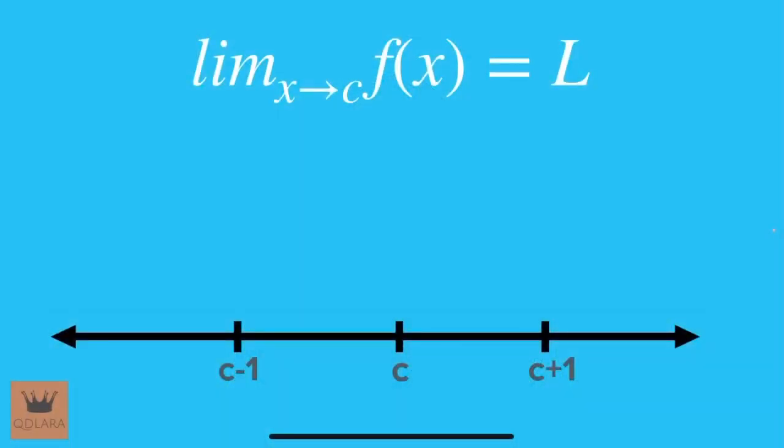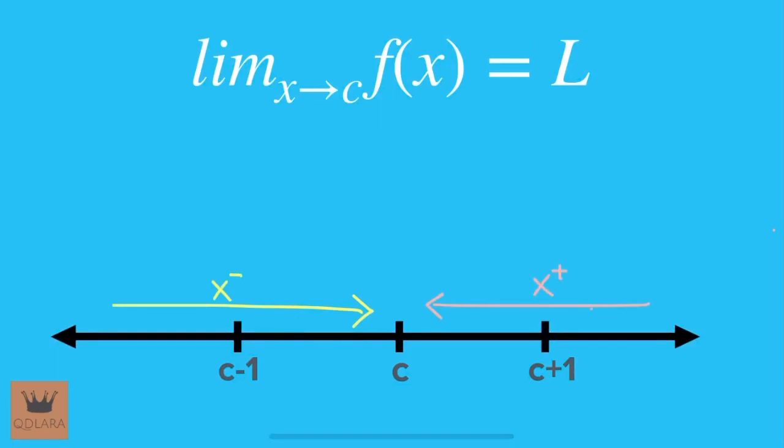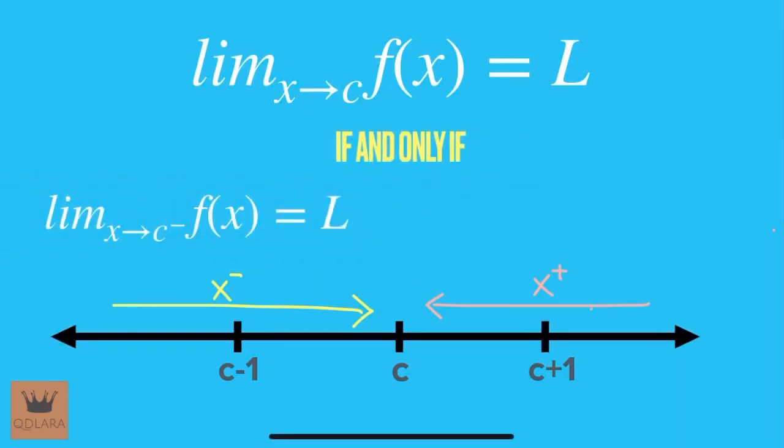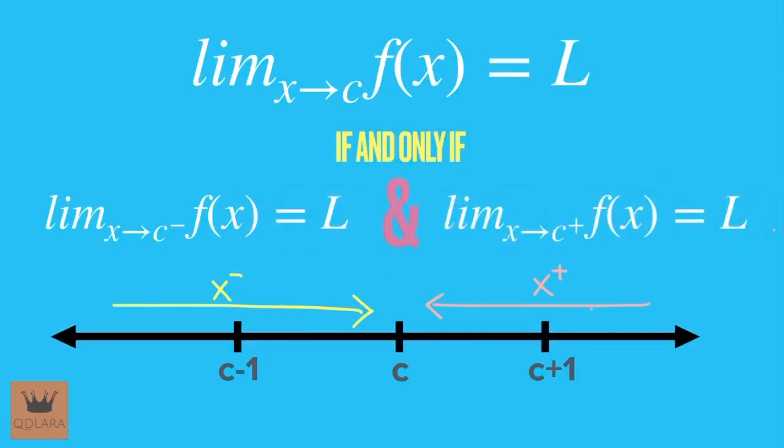So generally, in evaluating limits of functions, we take values of x from the left of c and values of x from the right of c. The direction may be specified in the limit notation by adding a negative sign and a positive sign respectively. Furthermore, we say that the limit of f of x as x approaches c exists and is equal to the number L if and only if the limit of f of x as x approaches c from the left and the limit of f of x as x approaches c from the right both exist and are equal to L.